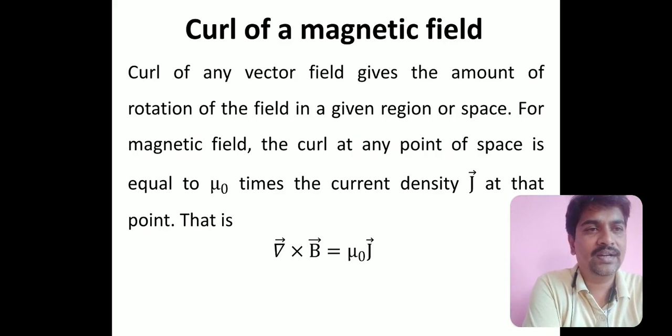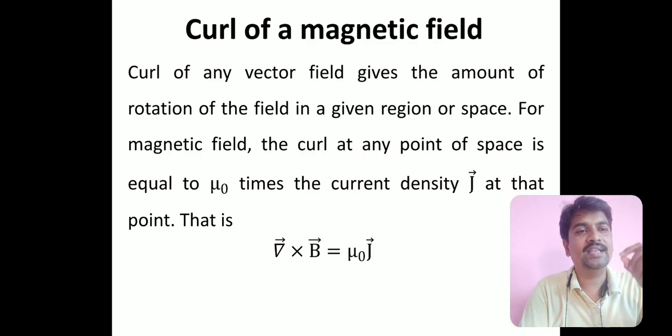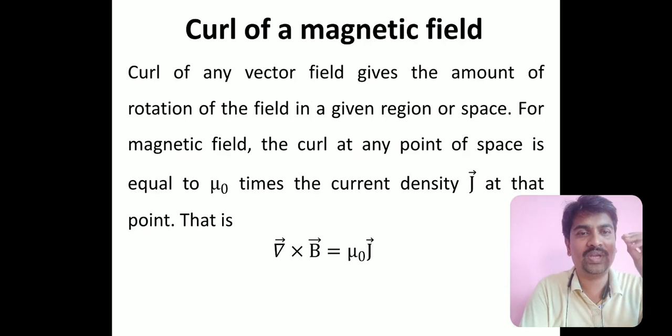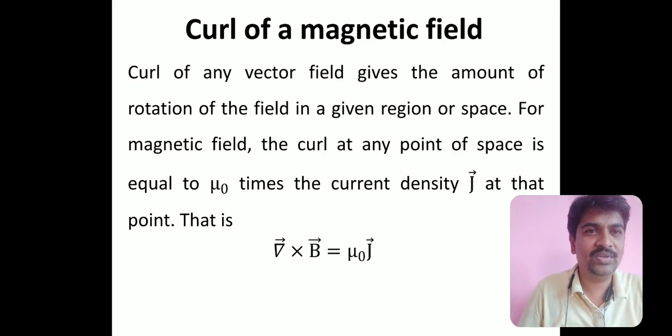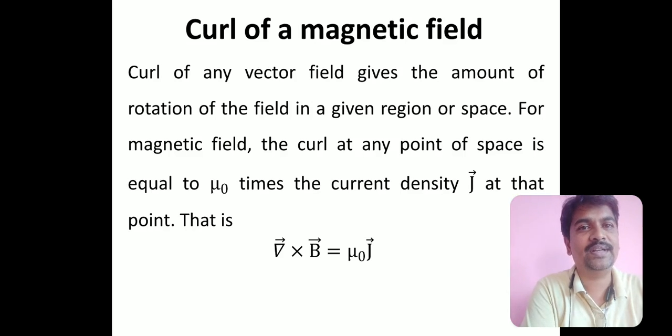Curl of a magnetic field, you can expect a non-zero value. As I've been telling you, B is a rotational field. The magnetic field is a rotational field, whereas the electric field is an irrotational field. Therefore, you can expect a divergence of electric field to be non-zero, but you cannot expect a divergence of magnetic field to be non-zero. But you can have a curl of a magnetic field to be non-zero, and this curl of a magnetic field is equal to mu naught times the current density.